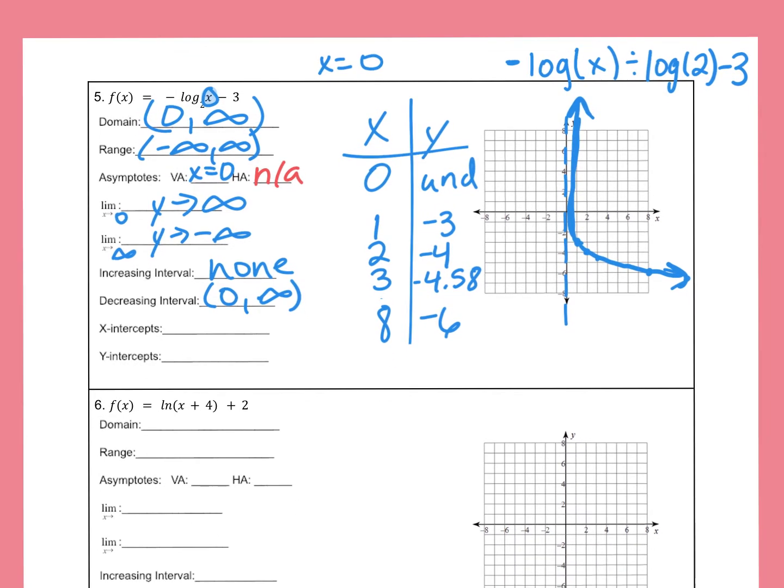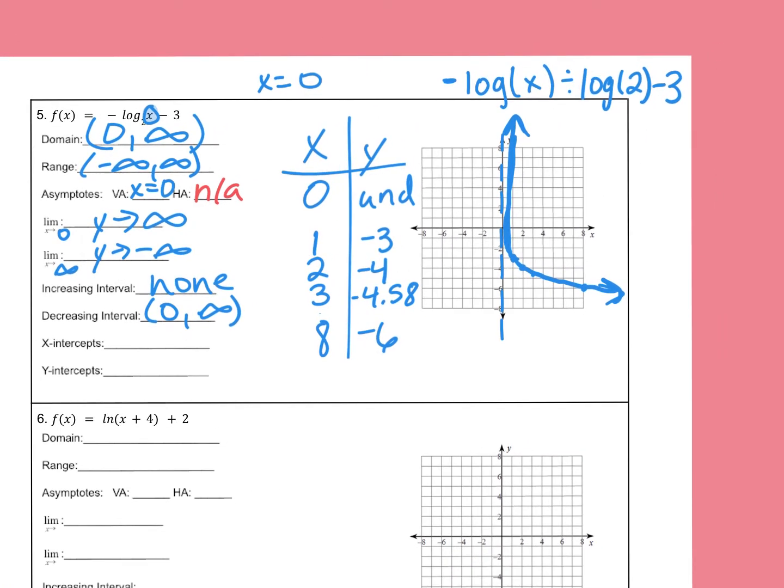For x-intercepts, we know that is when y equals 0. So if I look at this one, I don't have that in my table, so I'm going to have to set up an equation for this one. So we will do that. So 0 equals negative log base 2 of x minus 3.